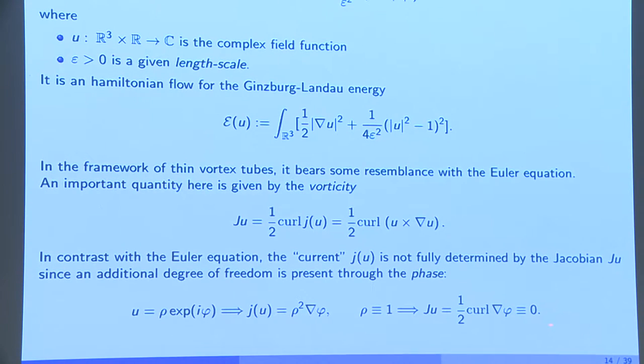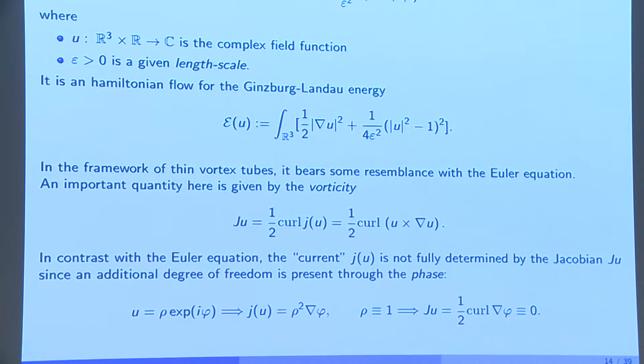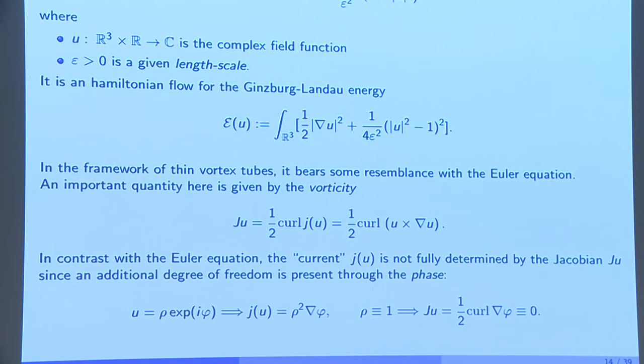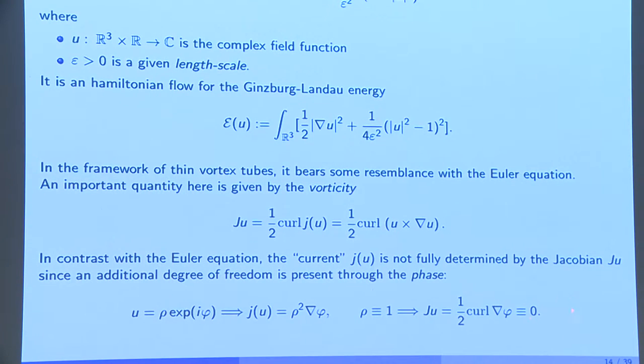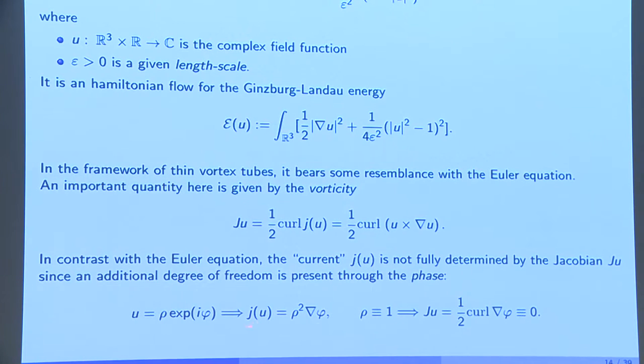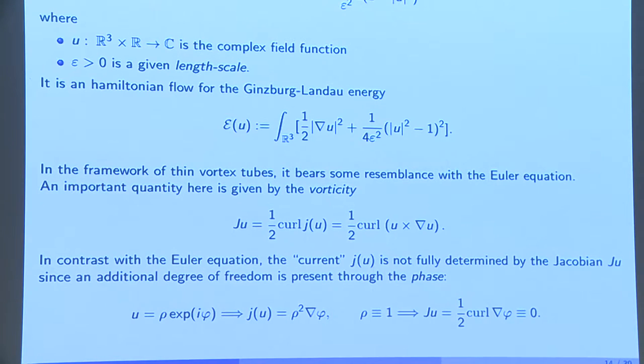So the main difference here with respect to Euler is that in Euler, when you have the vorticity, you recover the velocity. The velocity is completely defined by the vorticity through Biot-Savart. This is not the case in Gross-Pitaevskii. So in Gross-Pitaevskii, you see, if you are a pure phase, the vorticity is identically zero, but the velocity can be an arbitrary gradient of a phase. So there is some additional degree of freedom.